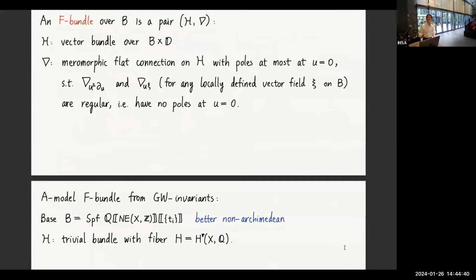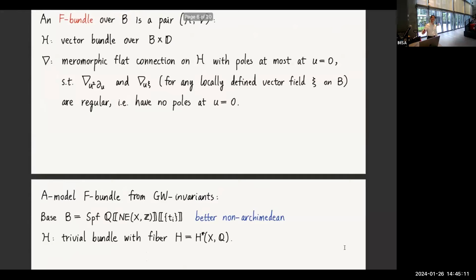Okay. So here is the A-model F bundle from Gromov-Witten invariants. Here I wrote down the simplest formal base, which has these formal variables for curve classes and the formal variables in the T direction. And then the curly H is just a trivial bundle with fiber given by the cohomology.